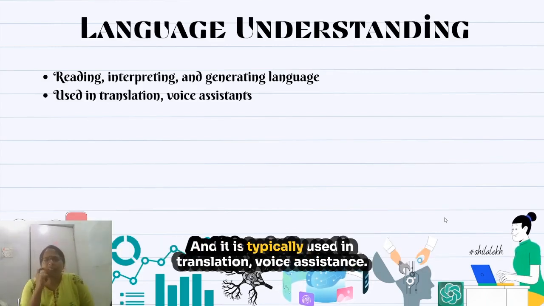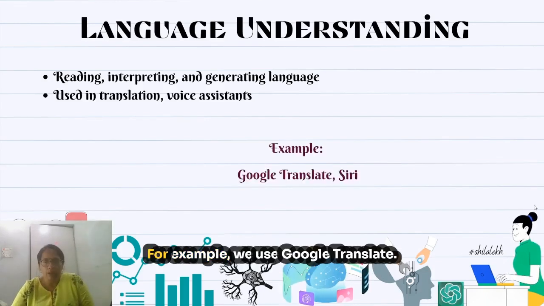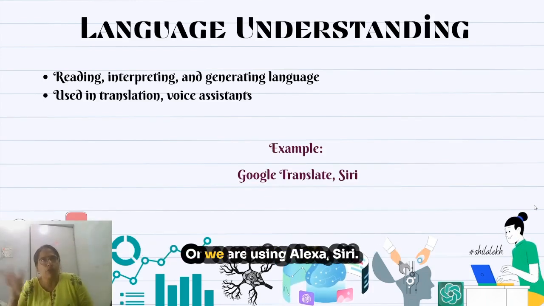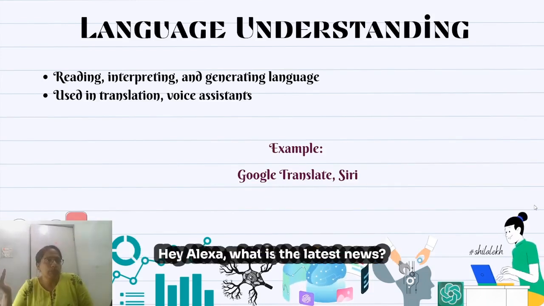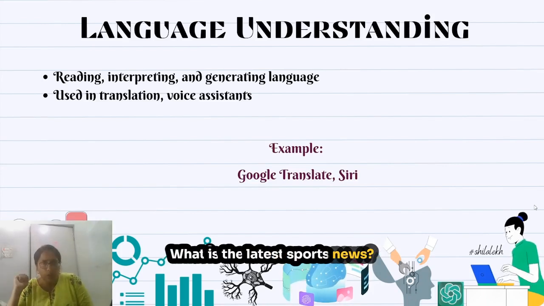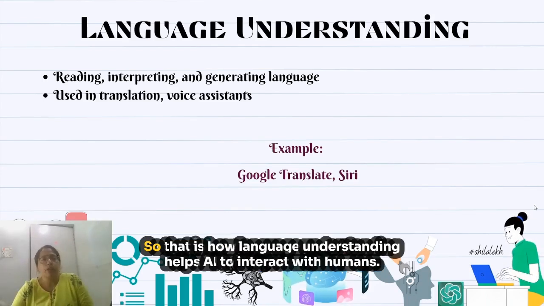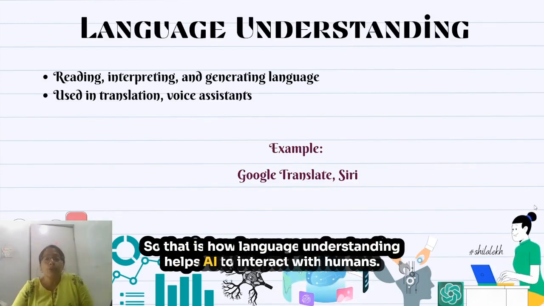And it is typically used in translation, voice assistants. For example, we use Google Translate. We give it in one language and ask it to convert into another language. It has a list of languages. Or we are using Alexa or Siri. Hey Alexa, what is the latest news? What is the latest sports news? Or you can ask Siri through voice command to open up an app. So that is how language understanding helps AI to interact with humans.